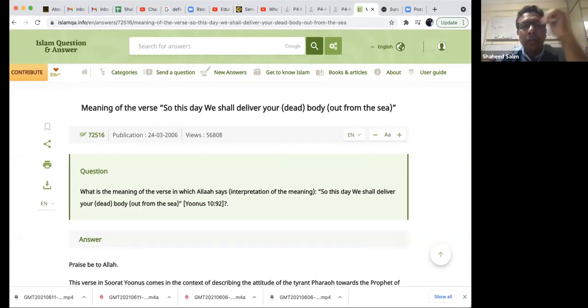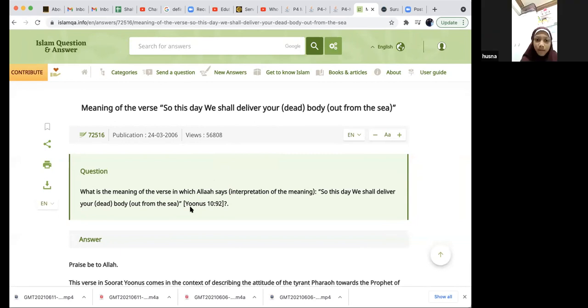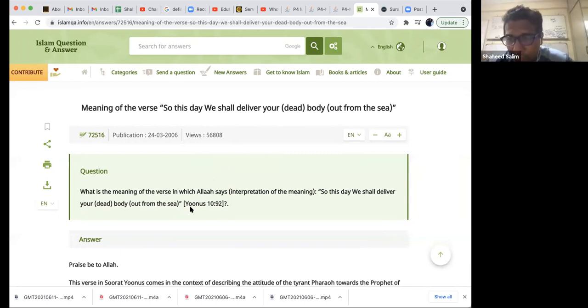This is in Surah Yunus. Yunus is the story of Nabi Yunus. Nabi Yunus is the one swallowed by the whale. This is not the Pinocchio story. The Pinocchio story comes from this story. You know Pinocchio? Stomach.